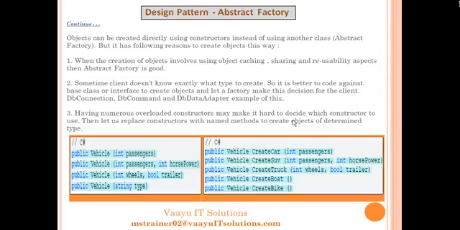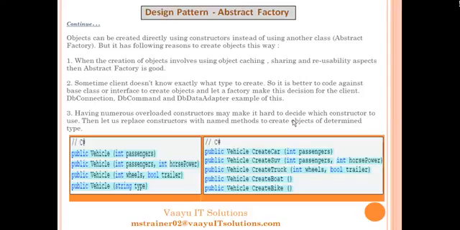Number 2, sometimes the client doesn't know exactly what type of object to create, what type of classes to use. So it is better to code against a base class or interface to create objects and let a factory make this decision for the client. How will the factory know? Based on the context parameters which you will pass.